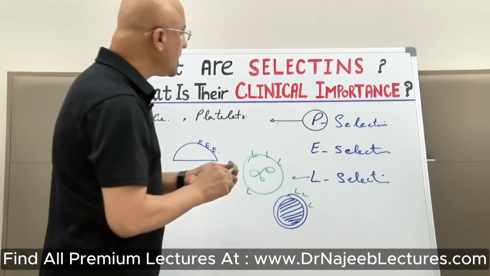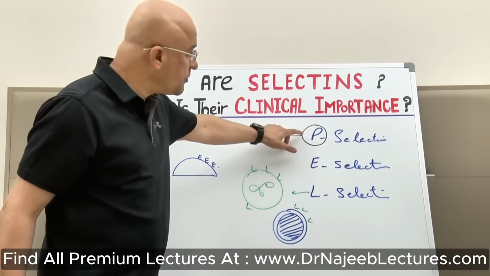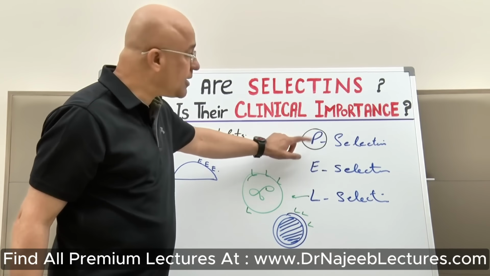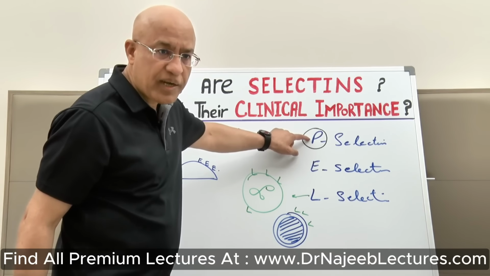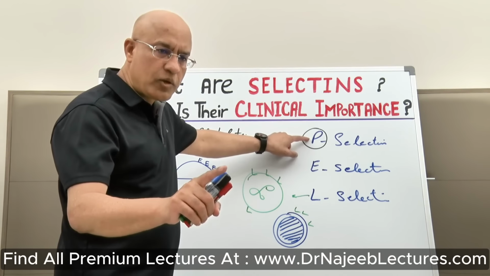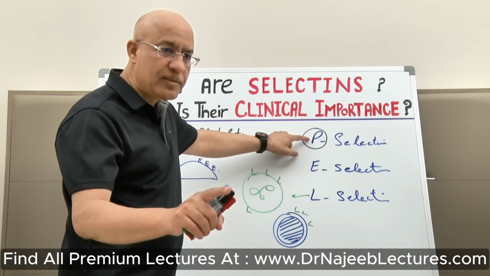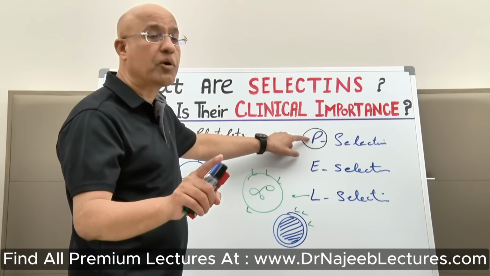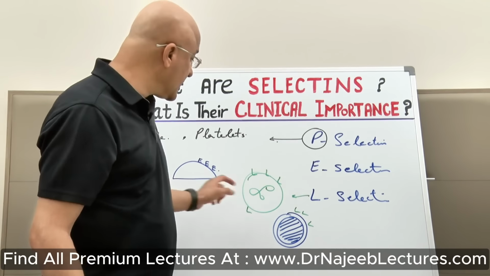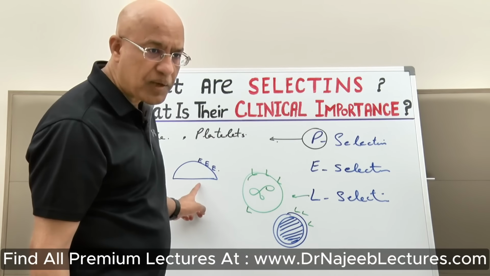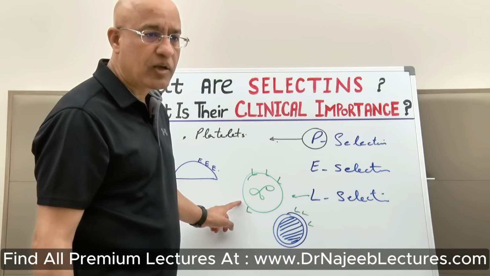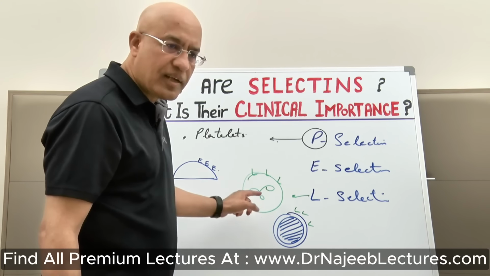So in a brief way, we can say P selectins are P for platelets. They are present in platelets and they are present in endothelial cells and they are preformed. In platelets, they are in alpha granules, and in endothelial cells, they are present in Weibel-Palade bodies. These Weibel-Palade bodies also have a very important component, von Willebrand factor. E selectins are only expressed on the activated endothelial cells, otherwise normally they are not expressed. And L selectins are naturally expressed on the white blood cells, right?